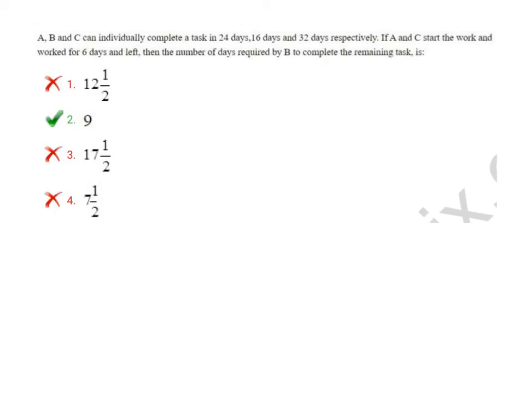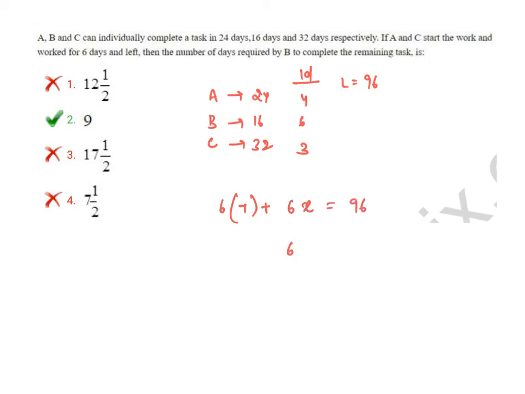A, B and C individually complete a task in 24 days, 16 days and 32 days. 24, 16, 32. LCM is 96, therefore one day work is 4, 6, 3 respectively. If A and C start the work and worked for 6 days, 4 plus 3, 7. Then after they left and B is working now, let it take X days to complete. So 6x is equal to 96 minus 42 is 54. X is equal to 9 days. Therefore B takes 9 days to complete the remaining work.